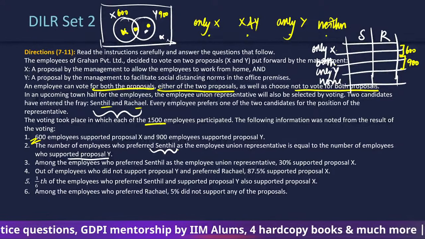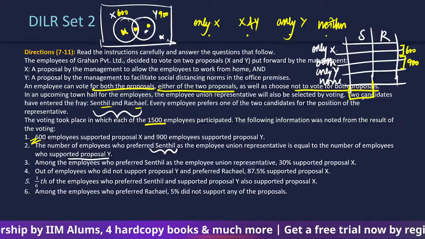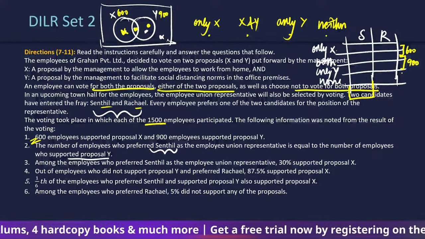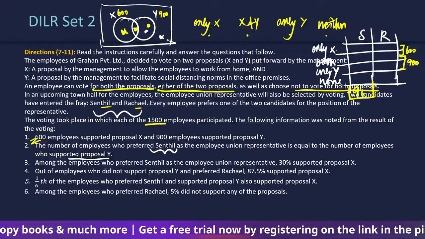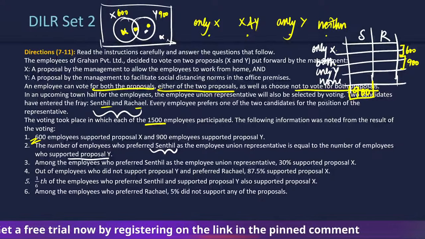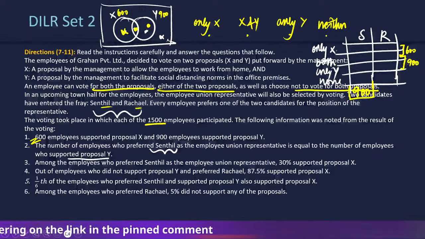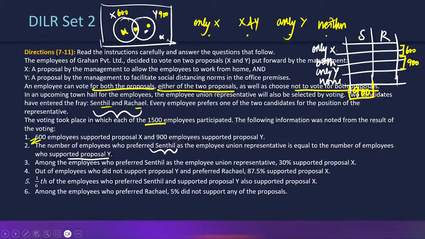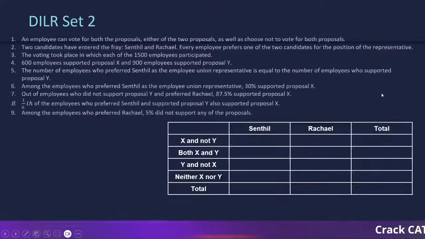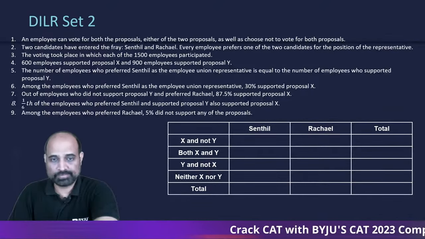The number of employees who preferred Senthil, as in the total for Senthil, is equal to the number of employees who supported proposal Y. Proposal Y we have just seen is 900. We will put in 900. So I believe drawing it in the form of this table is going to be much easier and relatable than drawing a four-set Venn diagram. Okay? So let me unhide. Okay.